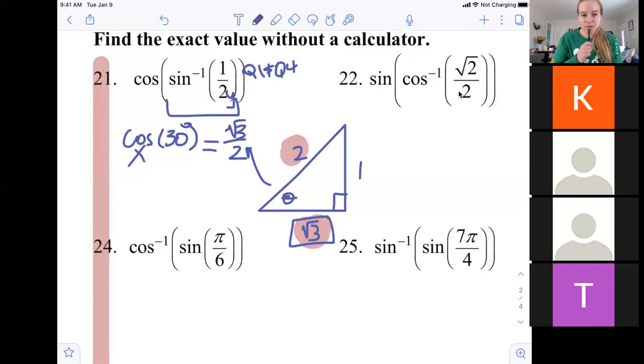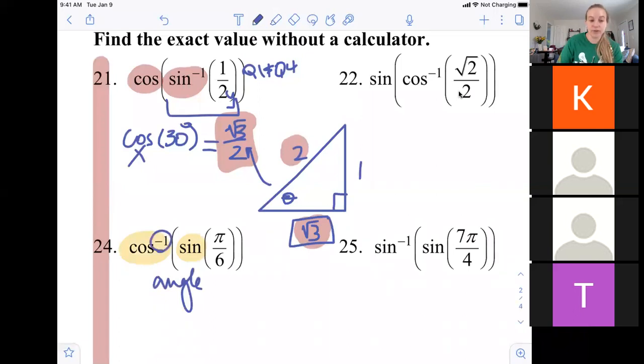I want to just push and do 24 really quick. The reason is it's flipped. So normally, in the last 5 problems we've done, we did the inverse trig function, and then a normal trig function to get out a ratio. This next problem I'm flipping, and I'm giving you a normal trig function, and then we're going to do the inverse of that. So my answer here is going to be an angle, because I'm doing the inverse trig function, and when you do the inverse, you get out an angle.